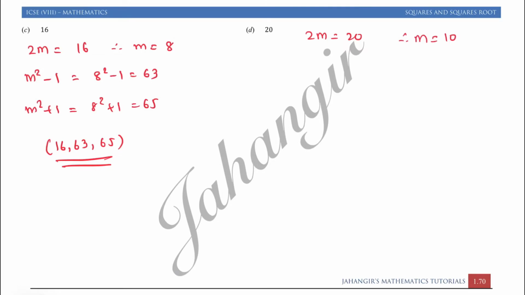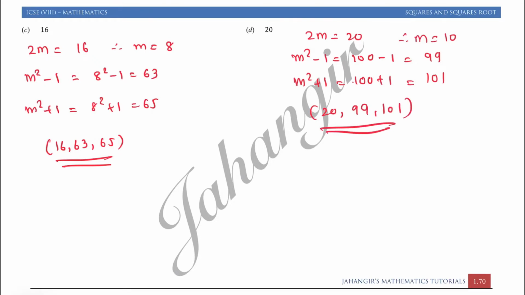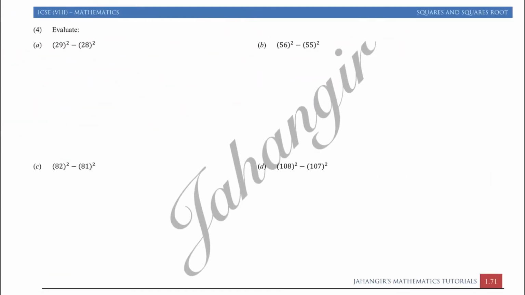Okay, fine. Now m square minus 1 is what? You can just substitute the value. m square minus 1, that is 10 square, 100 minus 1, that is 99, and m square plus 1, that is 100 plus 1, that is 101. So the three sides are 20, 99 and 101. Okay, hope this part is also clear.